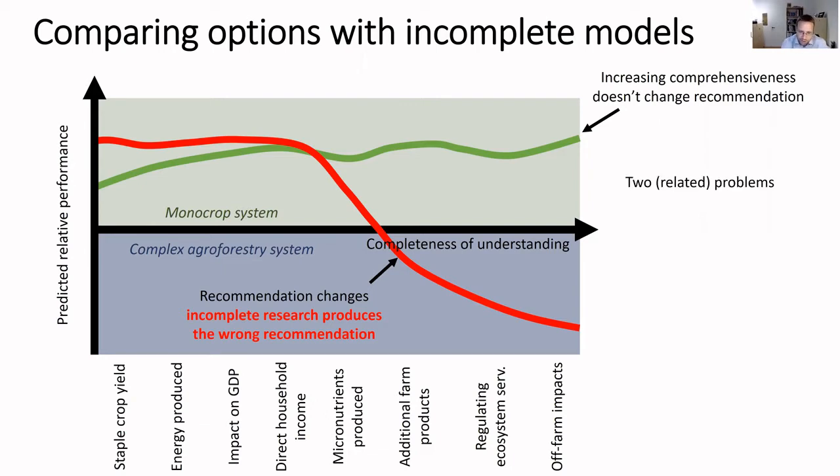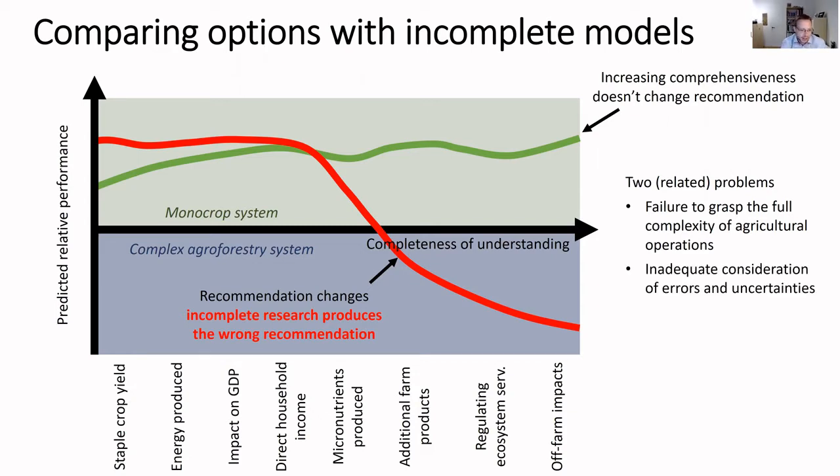So what we see here is two problems that are somewhat related. First, if we make an incomplete model, we're failing to grasp the full complexity of agricultural operations. Grasping the full complexity is difficult, of course, but we're really falling short of getting the essence of what's going on in the system here. More importantly, we're inadequately considering our errors and our uncertainty.